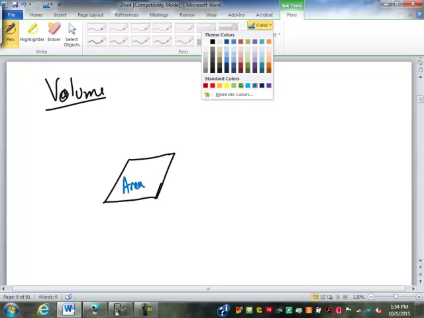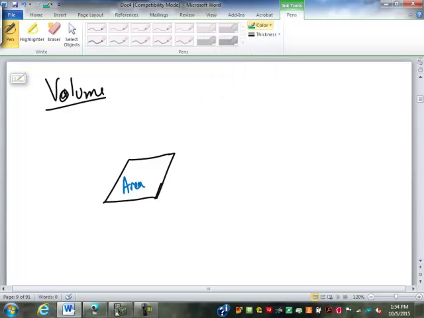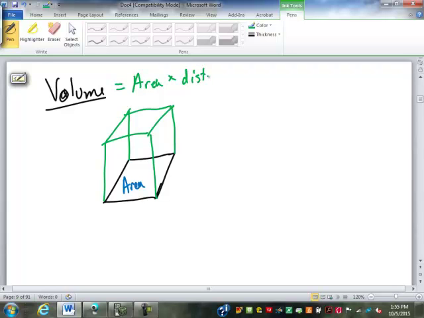Just like we took a length and pulled it to create an area, we're going to take this area and pull it to create a volume. So the size of this volume is now equal to the size of that original area times this new distance that it was pulled, this new length.